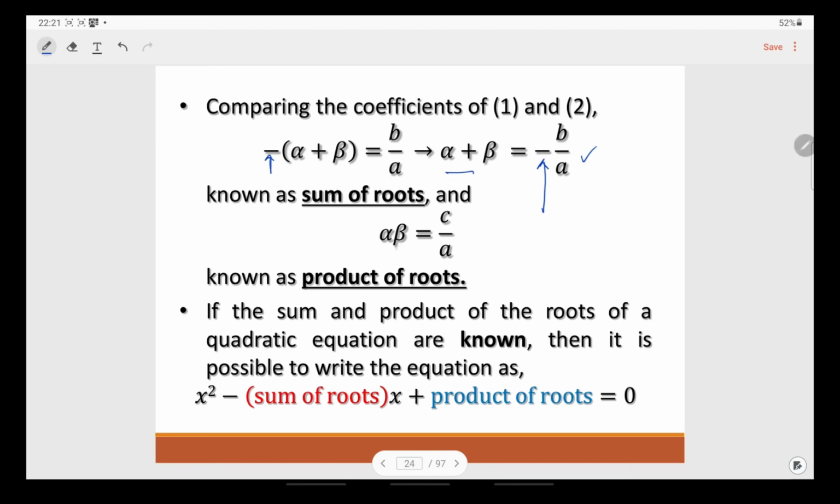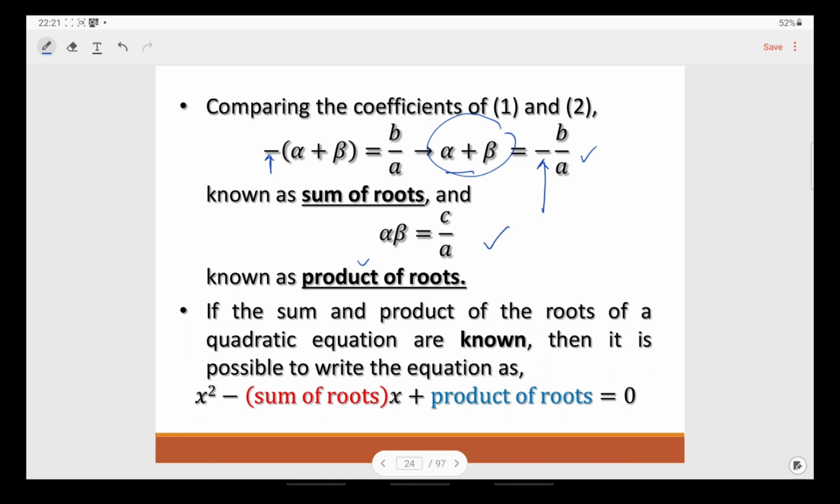Okay, alpha times beta equal to c over a. So this is the second relationship between the roots and the coefficients of the quadratic equation. For the first relationship, we have a special name. This relationship is known as sum of roots, because alpha and beta are roots, so we add them together. And then the second one, we have alpha times beta, so it is known as product of roots.